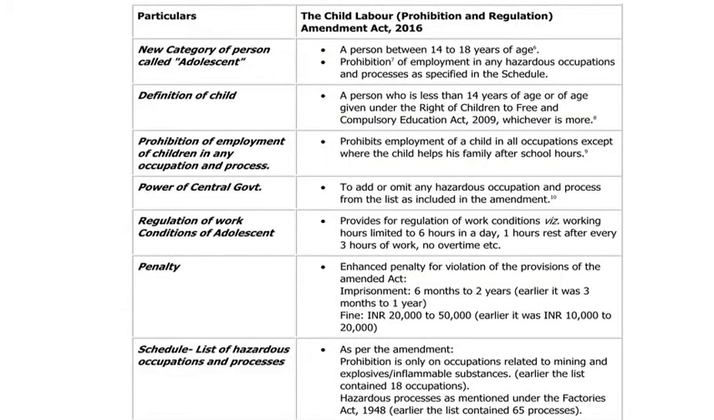Then the Child Labour Amendment Act. This is the list: the penalties, the schedule, the power of the central government, the prohibition of employment, and the definition of child are given in this entire table. You can just read it and get to know about it. That is not that important.